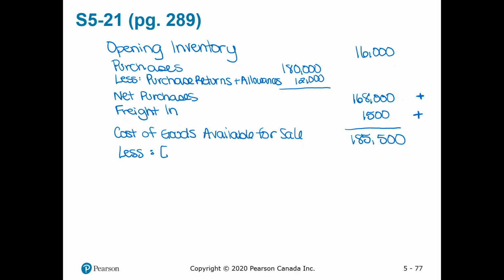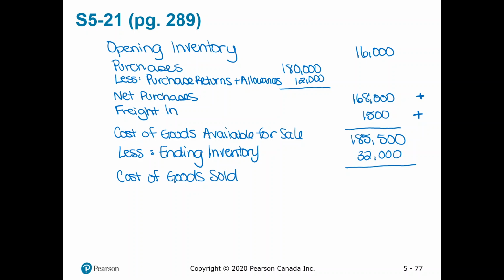Then this company did the count. So we are able to subtract or say less our ending inventory, which was counted at 32,000. Therefore, if we had 185,500 available, we're left with 32. We clearly sold the rest. So it would be our cost of goods sold, which is 153,500.